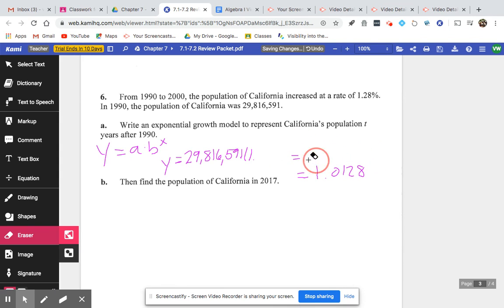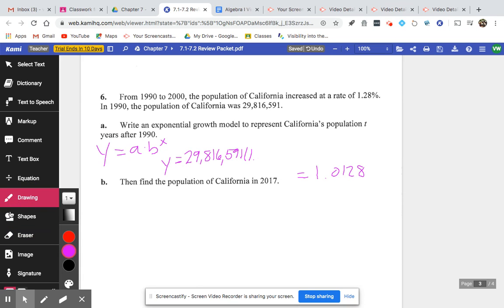Hopefully you've had a moment to digest it. I'm just running out of room. Don't know why that's not going right to it. 0.0128 to the T. And that's the model that I want to use. 1 plus R, 1 plus 0.0128. There we go.